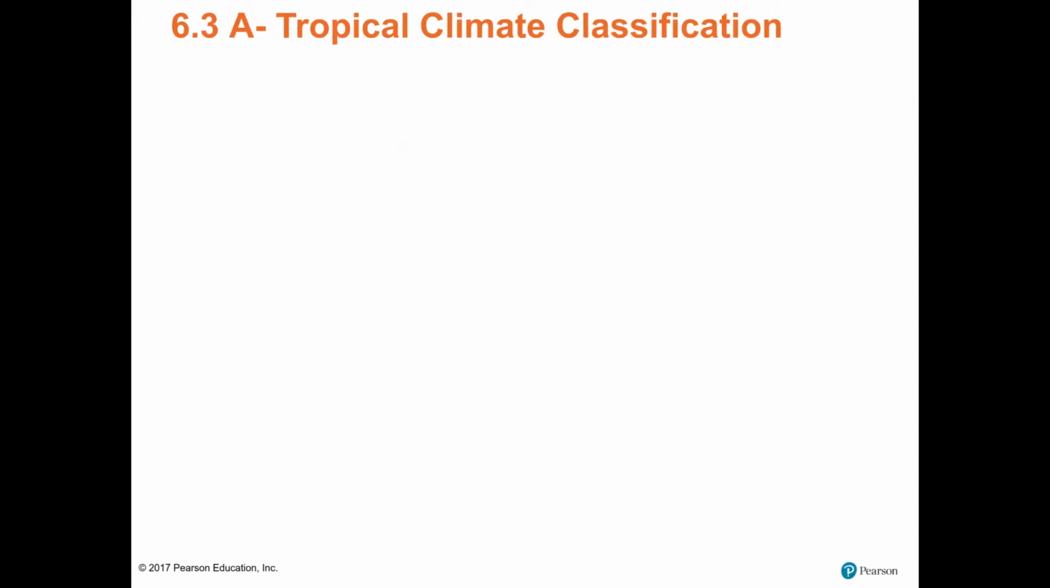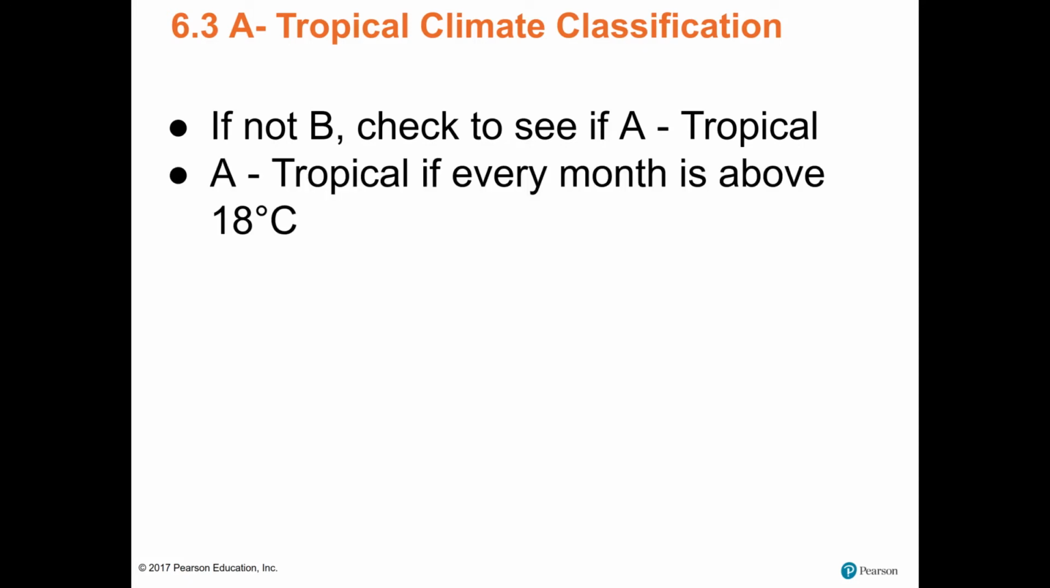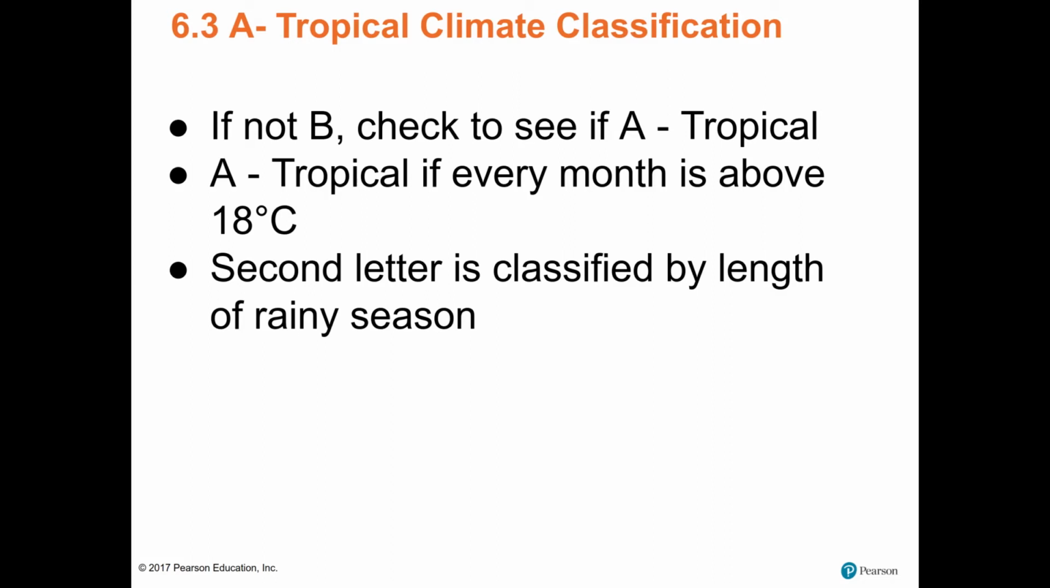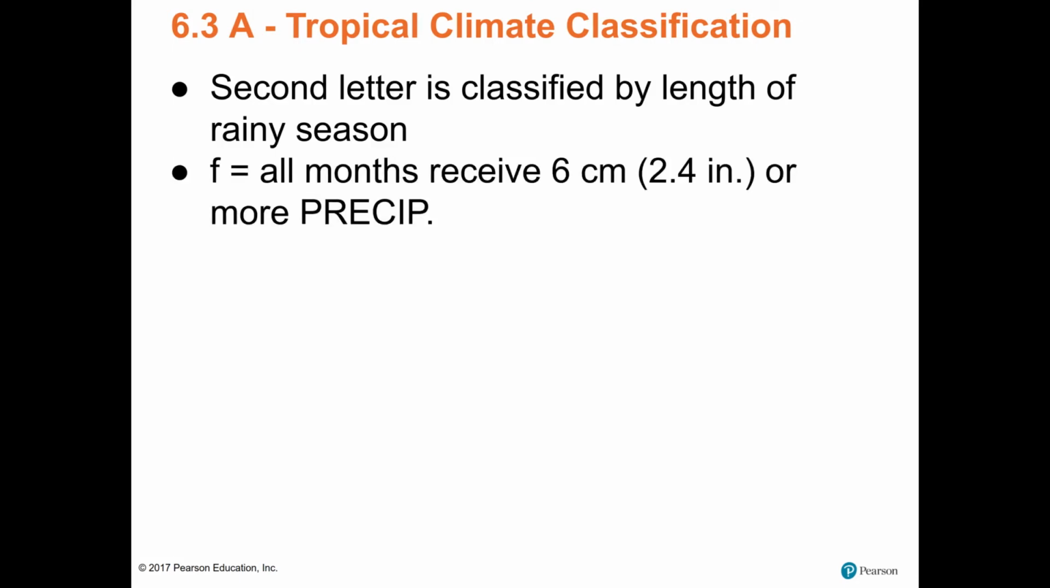So, as you're doing this classification, let's just pretend that we were seeing, is it a dry climate? We got the answer no, it's not a dry climate. Precip is greater than TH, so the next thing we check, is it a tropical climate? Is every month above 18 Celsius? If it is, then you continue on down with the A climates to figure out what the second letter is. Do all months receive more than 6 centimeters of rain? In that case, it's a capital A, lowercase f.